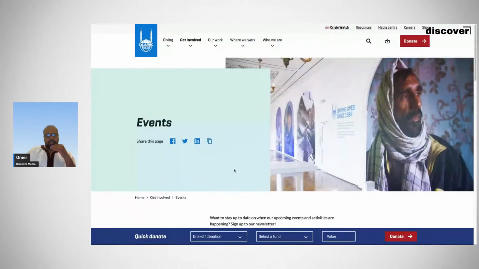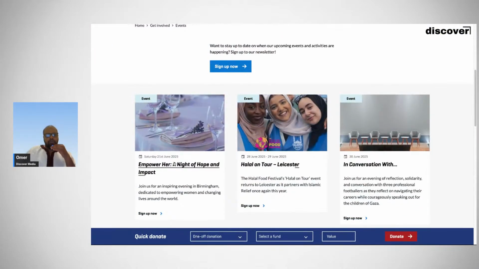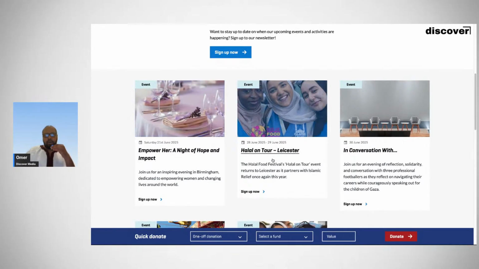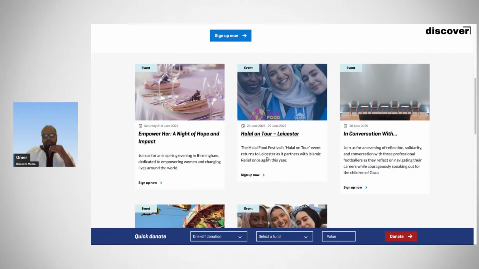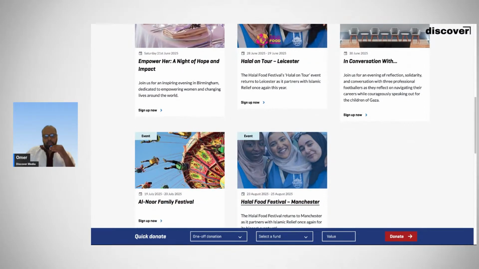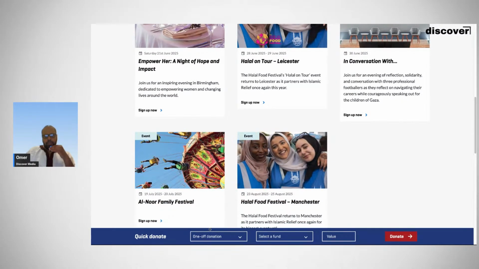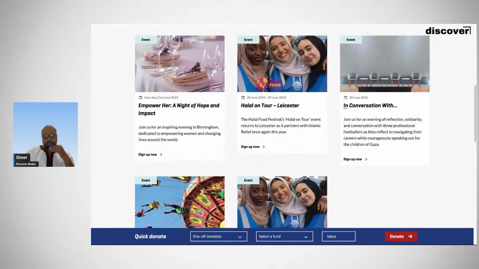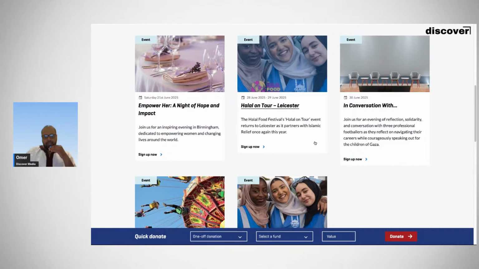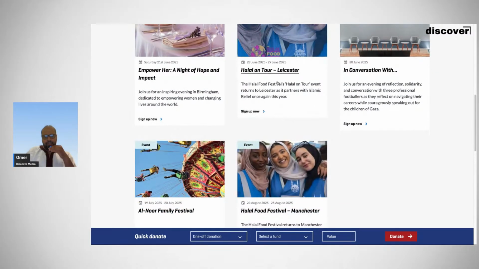Let's look at their events. So their events, you've got Empower Her, a Night of Hope. You've got Halal on Tour. This is halal food. I think Islamic Relief is sponsoring this. Some of these events will be their flagship. Whoever did this, look, it's the same image, but they should have put Halal Food Festival here. This is Halal Food Tour.